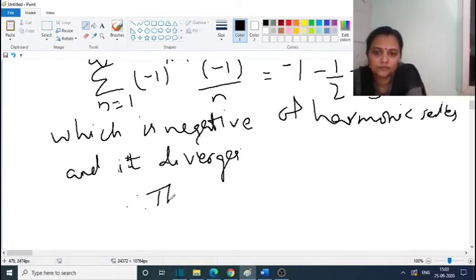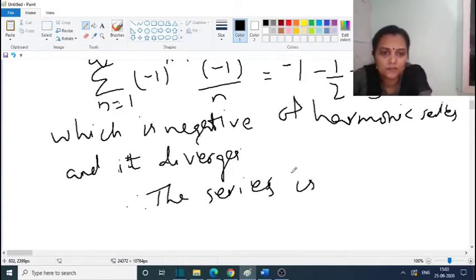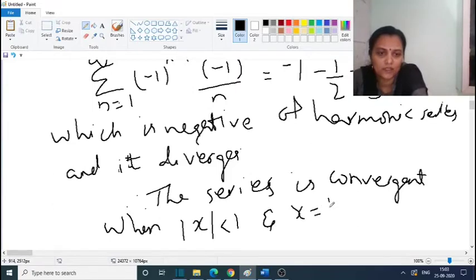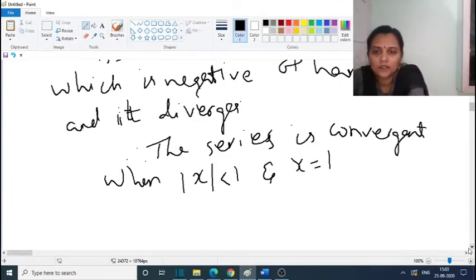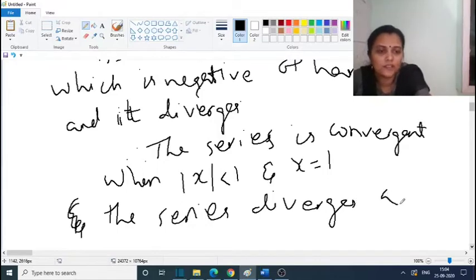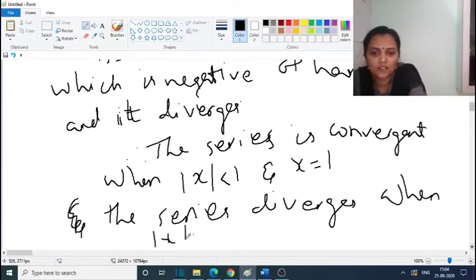Therefore, the series is convergent when modulus of x less than 1 and x equal to 1, and the series diverges when mod x greater than 1 and x equal to minus 1.